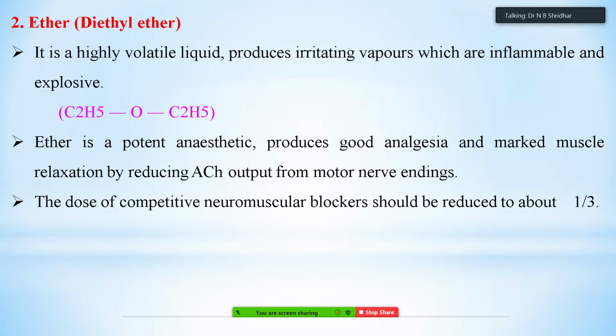The other agent is diethyl ether, or ether, which is also an important agent. The formula is C2H5-O-C2H5, and it is a highly volatile liquid, producing irritating vapors which are highly inflammable and can catch fire and explode. So ether is a potent anesthetic, produces very good analgesia and marked muscle relaxation, reducing acetylcholine output from the motor nerve endings or the vagal stimulation.